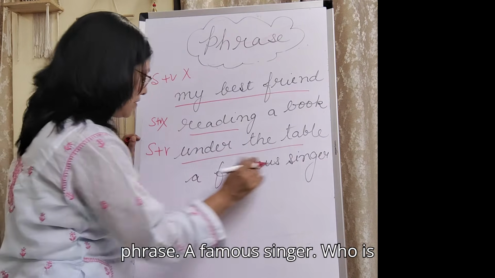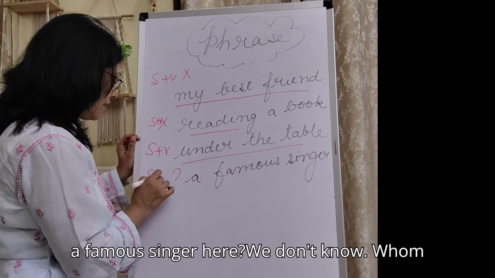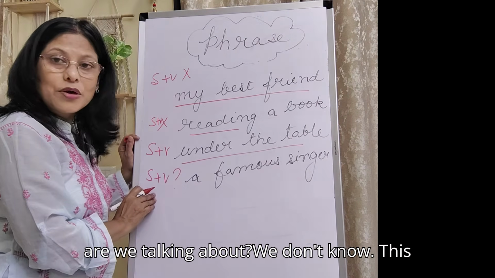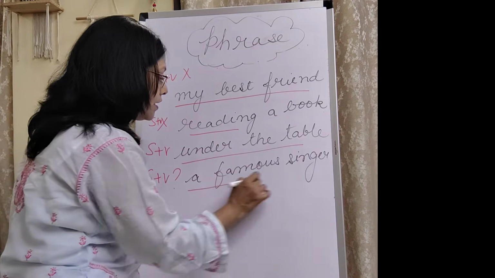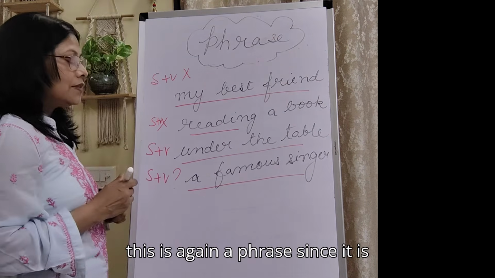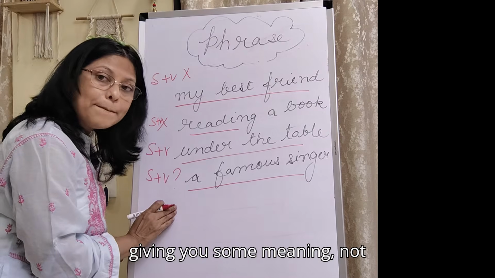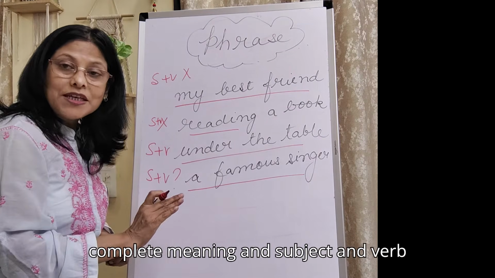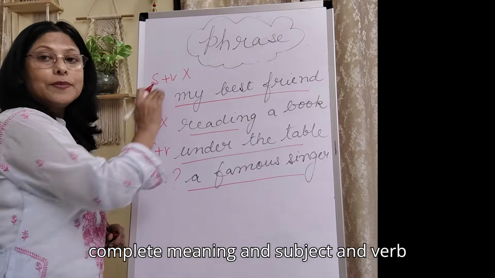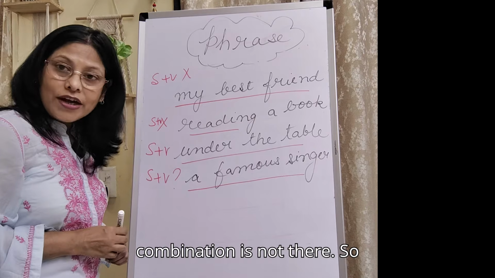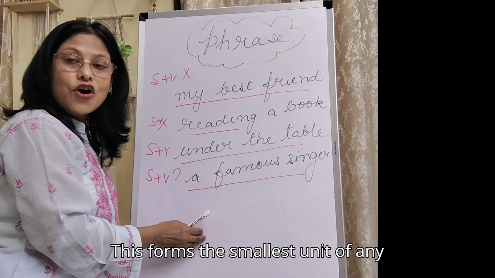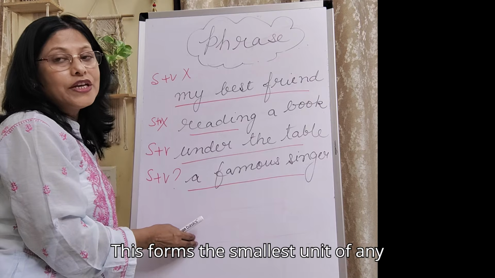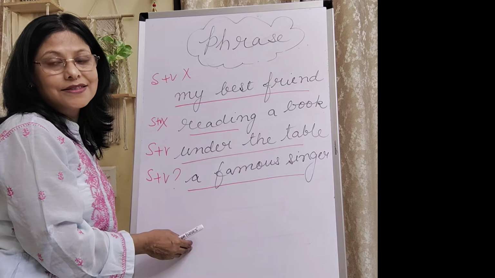A famous singer. Who is a famous singer here? We don't know. Whom are we talking about? We don't know. This is just a famous singer. So this is again a phrase, since it is giving you some meaning, not complete meaning, and the subject and verb combination is not there. So this is all your phrase. This forms the smallest unit of any clause or a sentence.